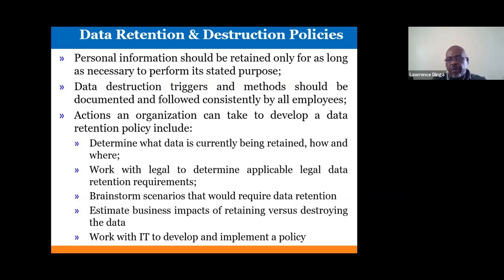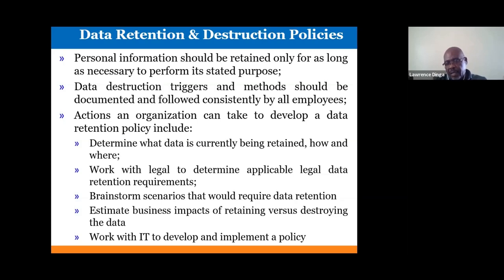There should be methods of destroying that data. So actions an organization can take to develop a data retention policy include: you need to determine what data is currently being retained, how and where. You also need to work with legal to determine the applicable legal and data retention requirements, depending on the sensitivity of that data.